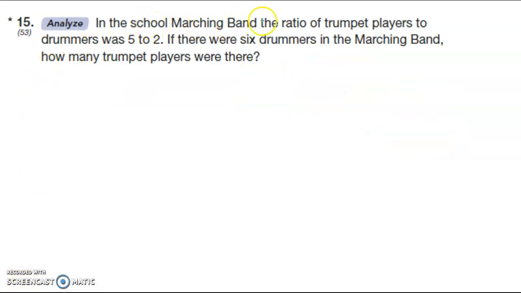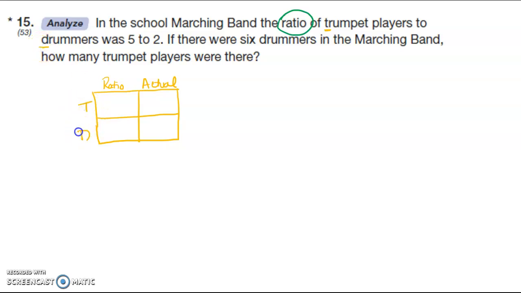All right, in the school marching band, the ratio of trumpet players to drummers is 5:2. This word right here means I'm going to need a ratio box. So let me get another color. Let me do my ratio box. This is the Dora the Explorer method. Ratio box, proportion, cross multiply. So my ratio box, here's ratio, actual, and what is my ratio of trumpet players to drummers? So I'm going to use T for trumpet and D for drums, is 5:2. If there were 6 actual drummers, how many trumpet players?